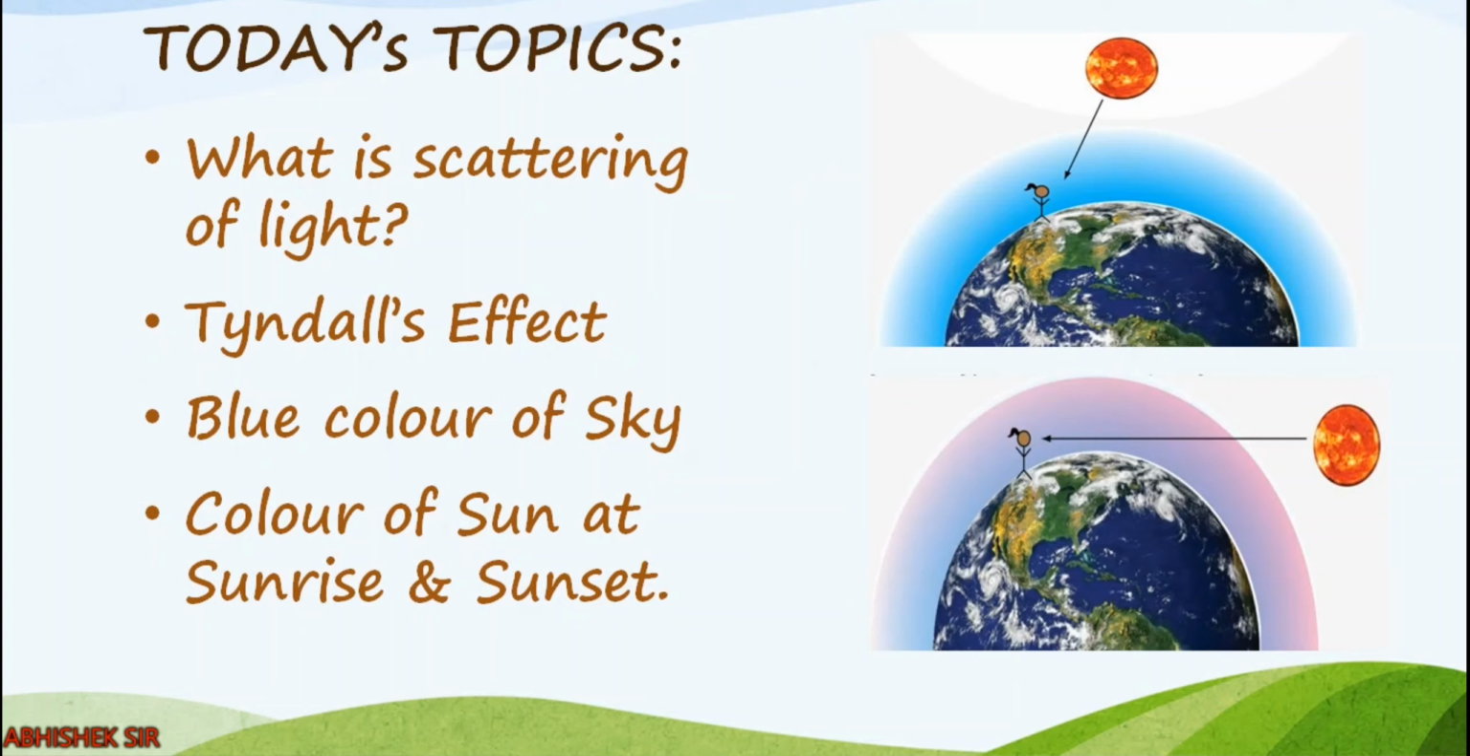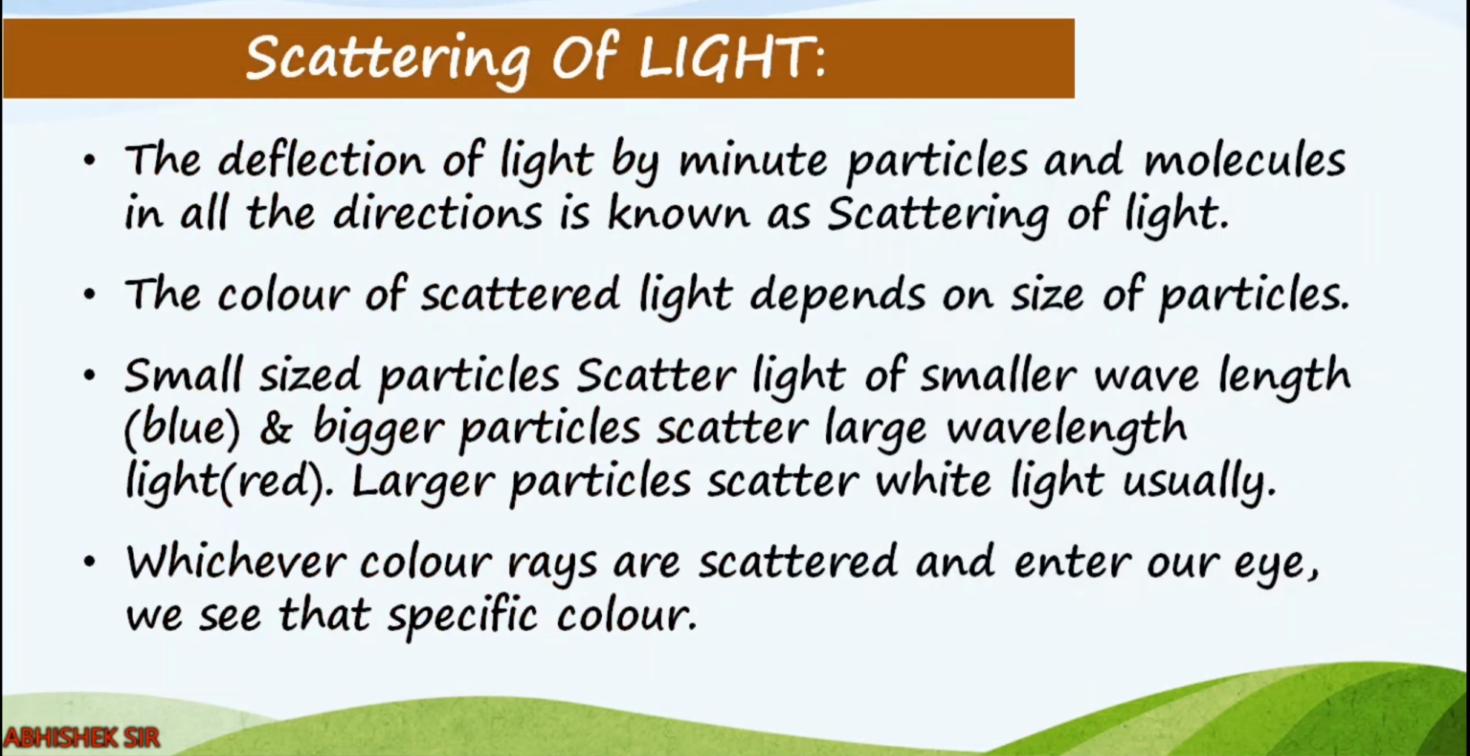Today's topics are, first of all, what is scattering of light. Next, we will revise a topic that you have already studied in standard 9, that is Tyndall effect, blue color of sky, color of sun at sunrise and sunset. So these few basic phenomena are related to scattering, so we will study them one by one. Moving on to the first topic, that is scattering of light.